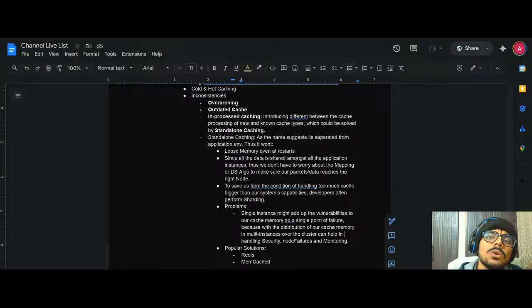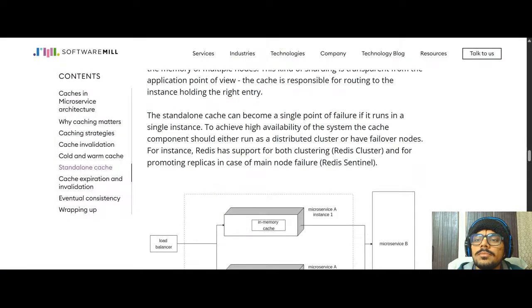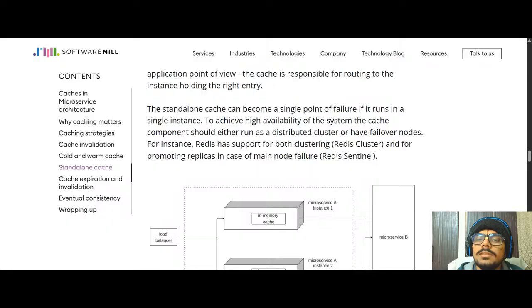let's get back to our doc. Support for both clustering, Redis cluster, and for promoting replicas in case of node failure. Yeah, as I said, Redis cluster, clustering as well as node failure. Clustering means there are multiple instances deployed on your architecture. That's why you might need a lot of different solutions as well as troubleshooting parts for your clustering as well as for node failure.